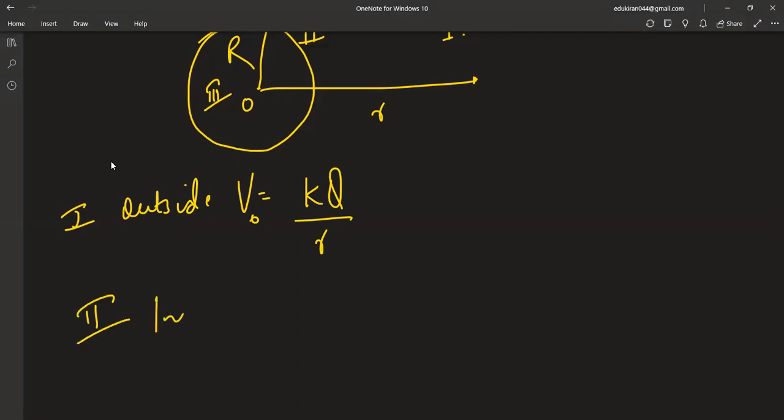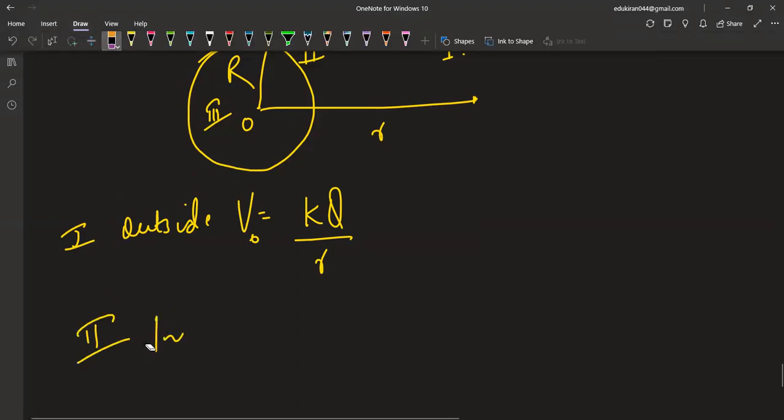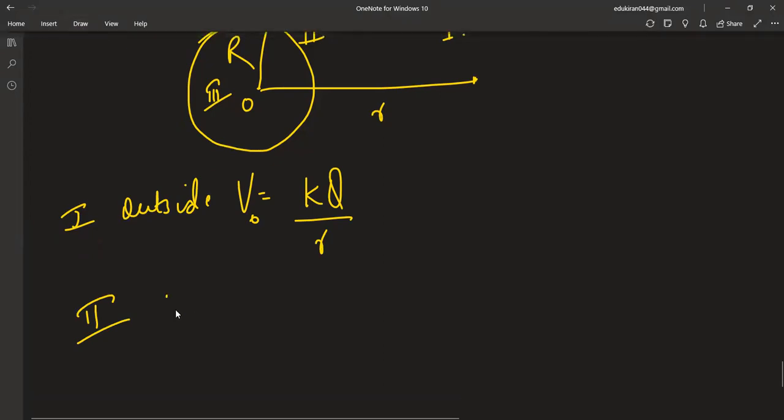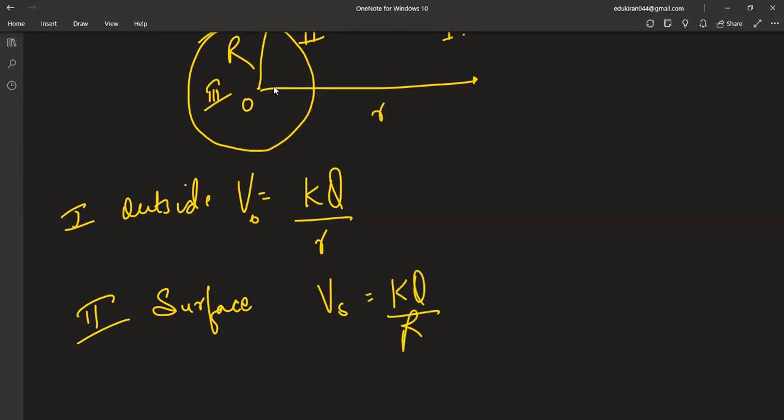Second is not inside. Second is on the surface. So when we are talking about the surface, it is kq by capital R. And coming to inside, see, inside and surface are same here. Inside and surface are same in case of potential. This is the only quantity where inside and surface become the same.